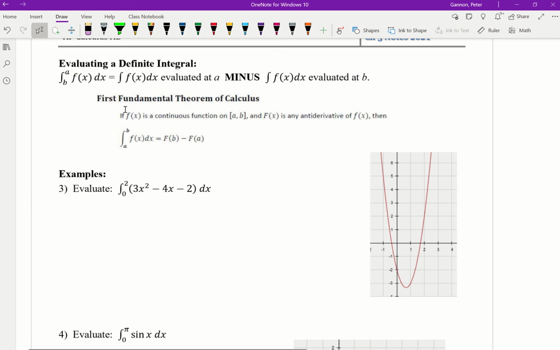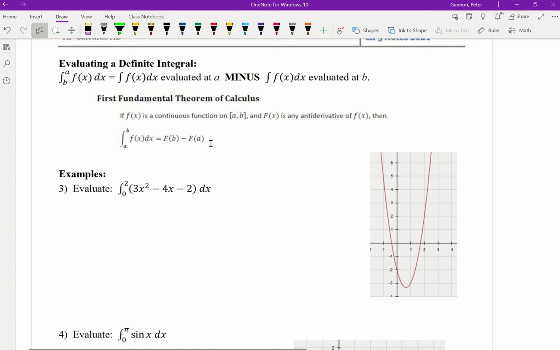And it says if f of x is a continuous function on the closed interval from a to b, and capital F of x is any antiderivative of f of x, then the integral from a to b of f of x dx is equal to F of b minus F of a. Again, what's important is that whatever the upper limit of integration is, that goes first, and then you're subtracting the lower limit of integration.